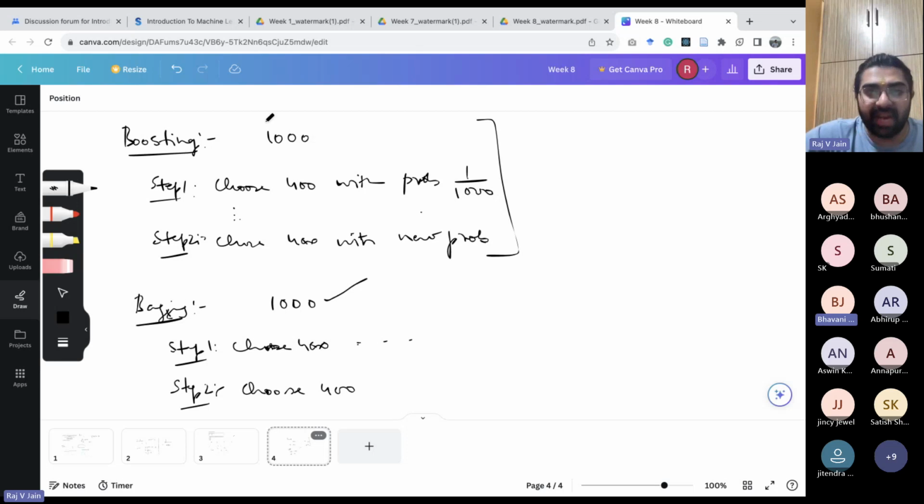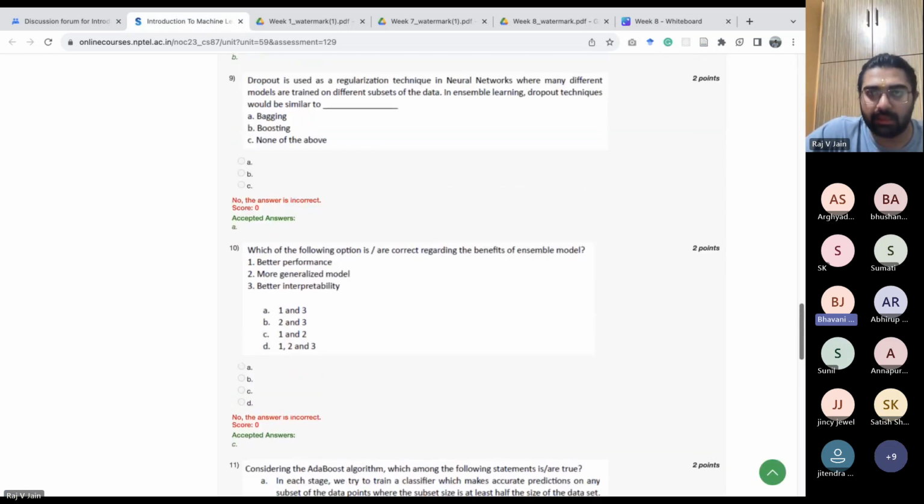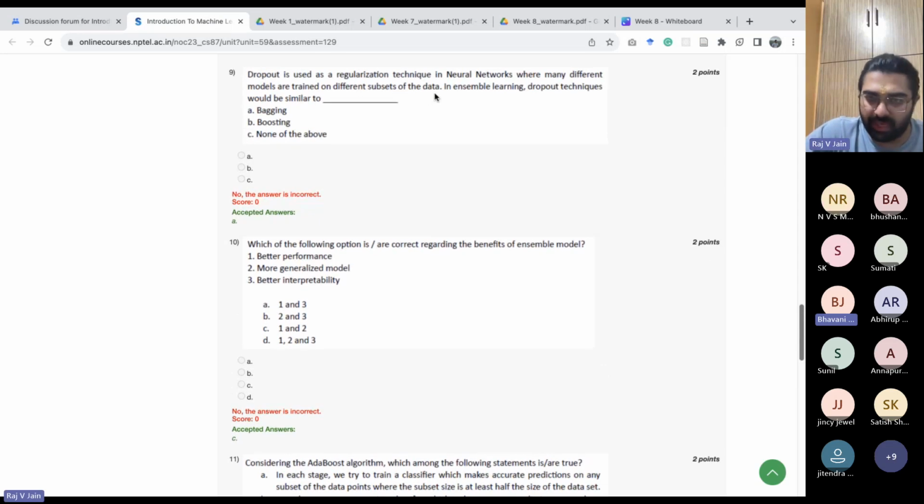But they are not asking whether it is probability or weightage choosing. The question was just about different models being trained on different subsets of data. How they are weighted is not given. But in that case, both.